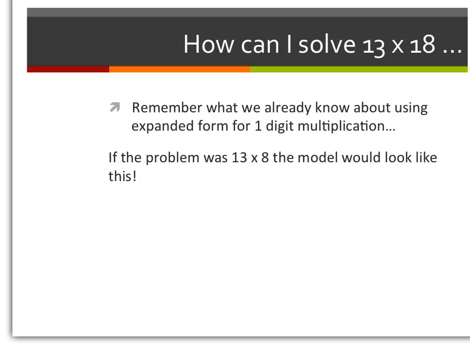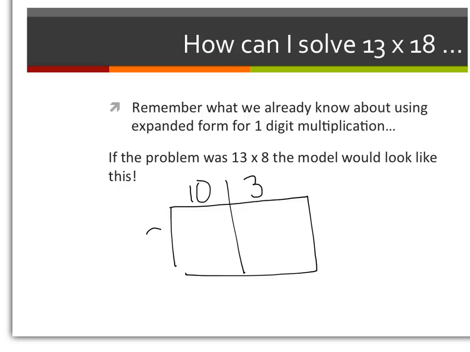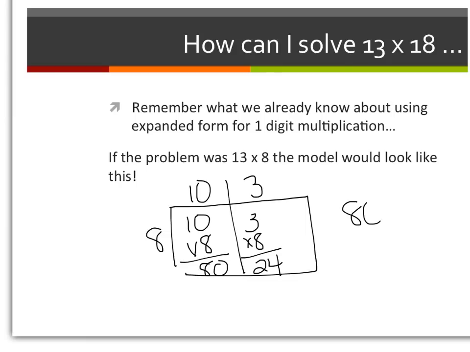To solve 13 times 18, let's remember what we already know about using expanded form and partial products for one-digit multiplication. If the problem was 13 times 8, we could draw a model that looks like this. Splitting the 13 into 10 and 3, we could multiply 10 times 8 and 3 times 8. 10 times 8 would be 80. 3 times 8 would be 24. We would then add those two partial products of 80 and 24 to get our answer of 104.